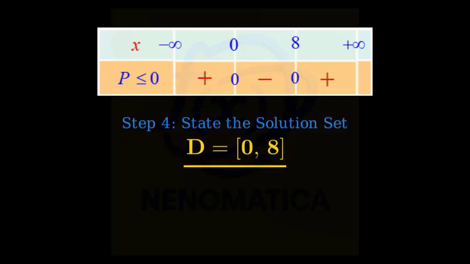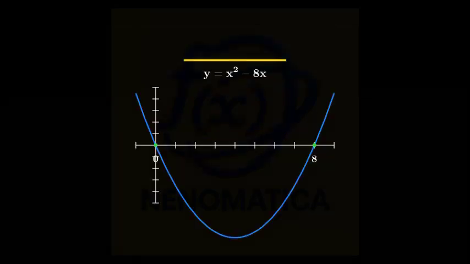Step 4. State the solution set. Because the polynomial is negative or 0 between the roots, and the inequality is less than or equal to, the solution set is the closed interval from 0 to 8. As a quick visual recap, the graph of x squared minus 8x is a parabola opening upward, crossing the x-axis at 0 and 8. The inequality less than or equal to 0 picks the part of the graph on or below the x-axis, which projects onto the interval from 0 to 8 on the number line.